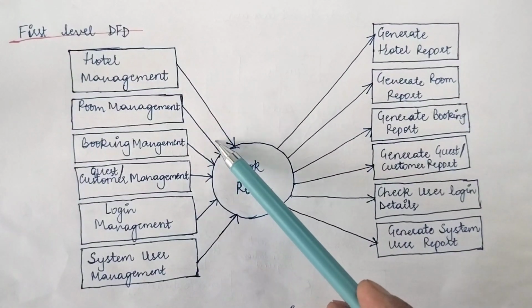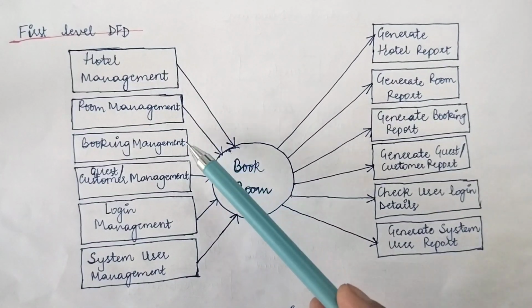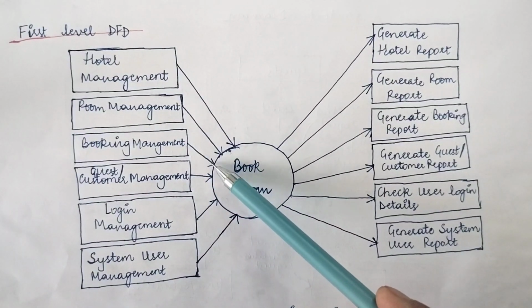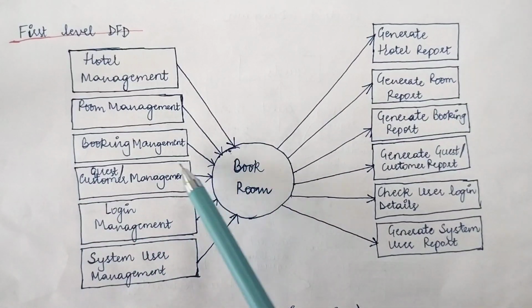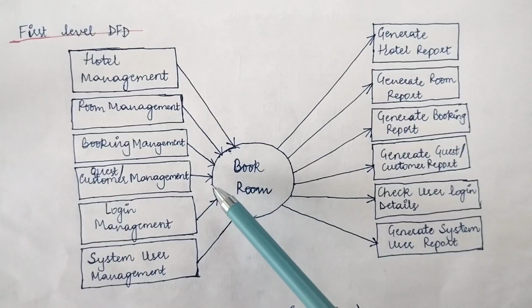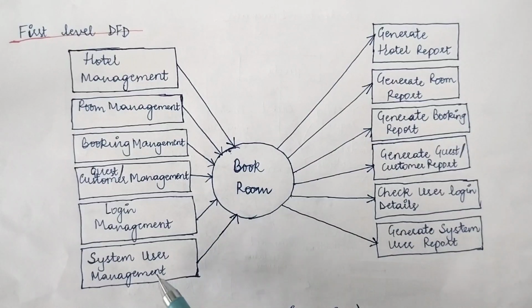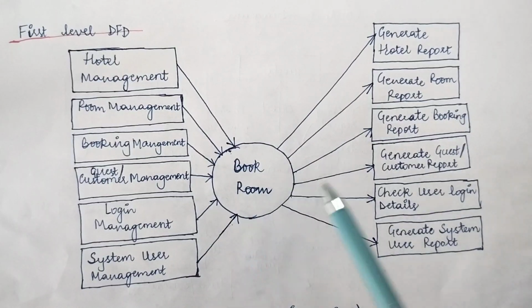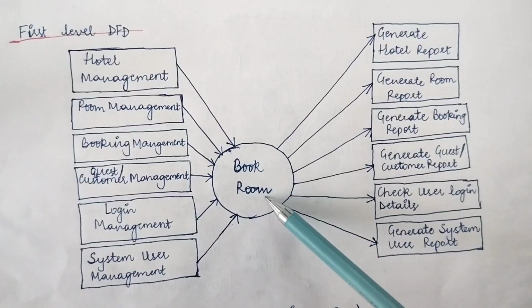Then there is a room management system. Within the hotel management system, there is a room management system, and then there is a booking management system which is responsible for booking a room. Then there is a guest or customer management system which will be managing all the guests or customers who come for booking the rooms. There is a login management system when you are booking online. There is the system user management. These all go as input into this process of booking a room.